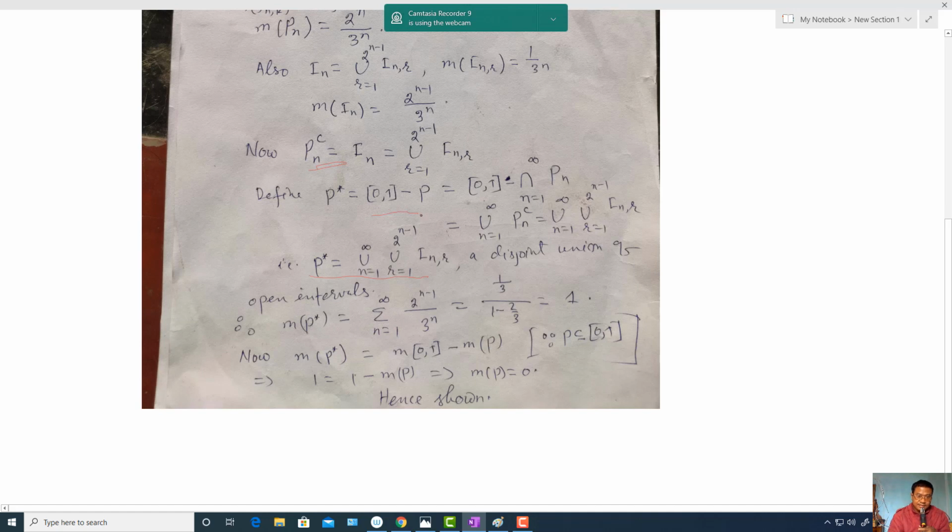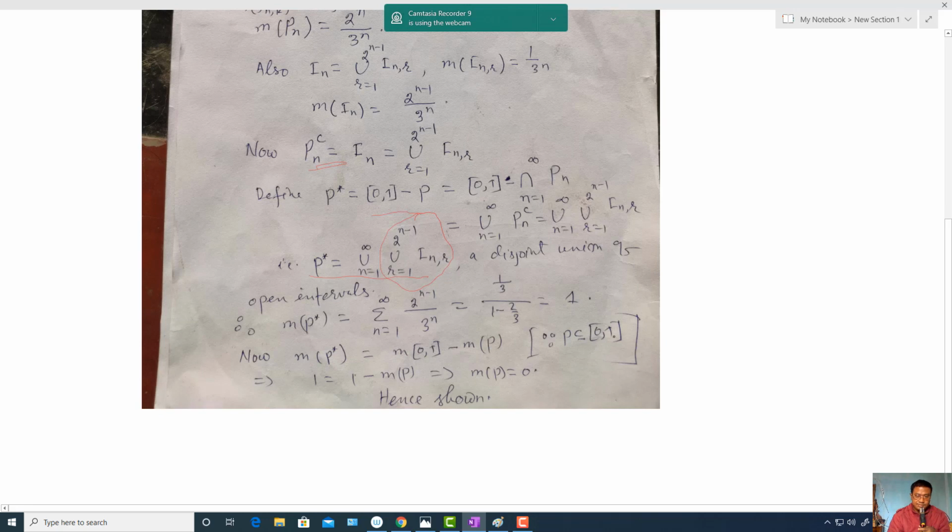So this part has how much length? 2 to the power n minus 1 divided by 3 to the power n. Therefore this is the summation, n running from 1 to infinity, of this much. From the geometric series, this is equal to the first term divided by 1 minus the common ratio, which is equal to 1. So the measure of P star is equal to 1.